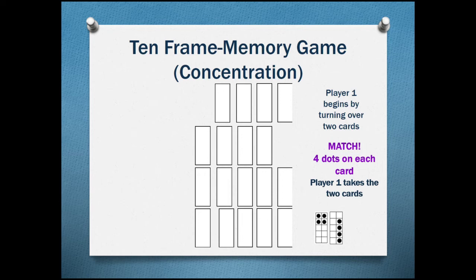They don't have to have the same format. They don't have to have two 5-referenced 4s or two double-referenced 4s. When a player has a match, the player takes those two cards and then takes another turn. Okay, so now the player's taking another turn, turning over two more cards.